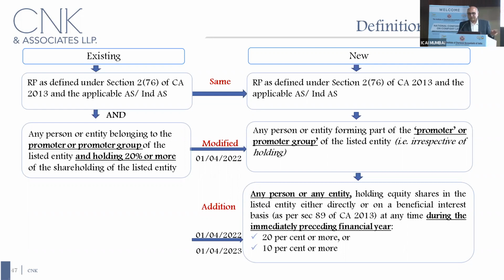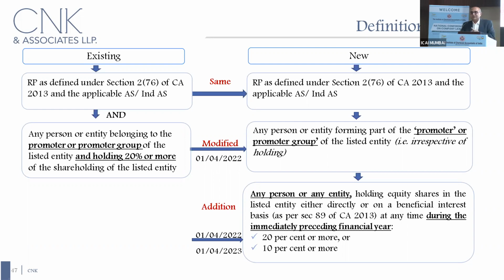And they've also added any person or any entity holding equity shares in the listed entity, either directly or on a beneficial interest basis at any time during the immediately preceding year, 20% or more in the last year, and now only 10% or more. So take the big investors who are there. There are a lot of investors, and you read in the press that an investor, in individual capacity or in a company which he owns, has invested say 15% in some other listed company. And you read that regularly, that so and so investor has invested so much in say Titan Industries, or has invested so much here or there.